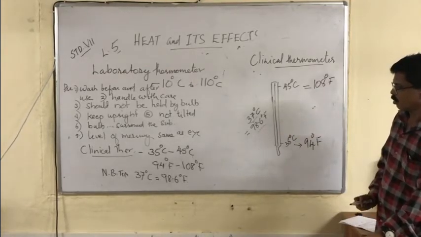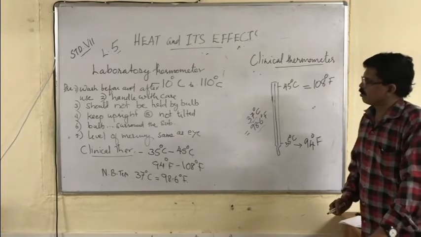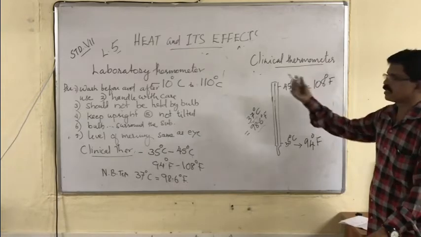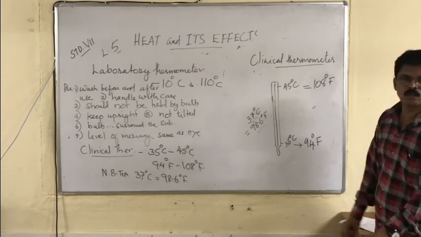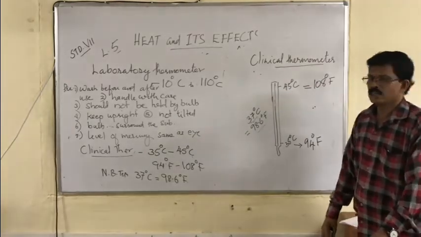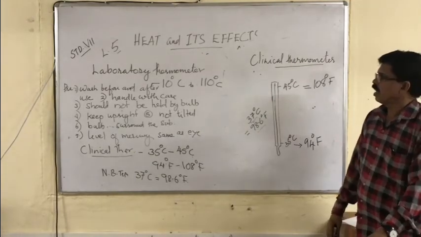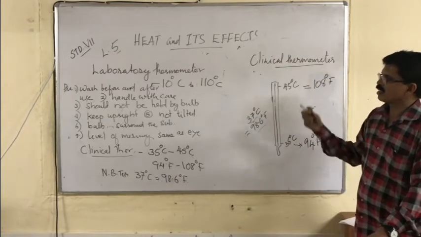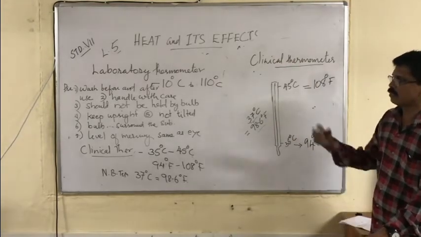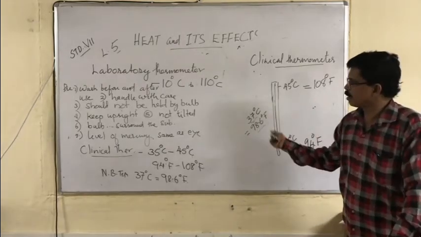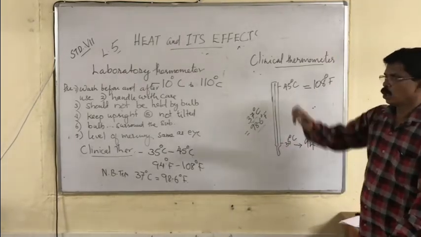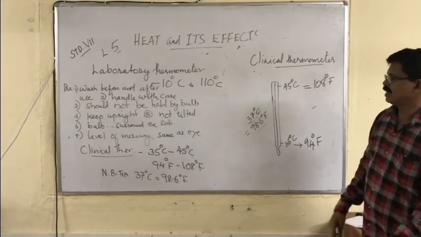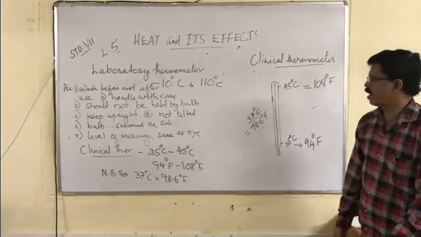Right? So now what are the main points we have discussed? Laboratory thermometer, that is lower fixed point is minus 10 degrees Celsius and upper fixed point is 110 degrees Celsius. That is used for the laboratory purpose. And what are the precautions? Wash the thermometer before and after use, handle with care, should not be held by bulb, then keep upright, do not tilt, bulb should be surrounded by the substance. Level of mercury should be the same as the level of the eyes.